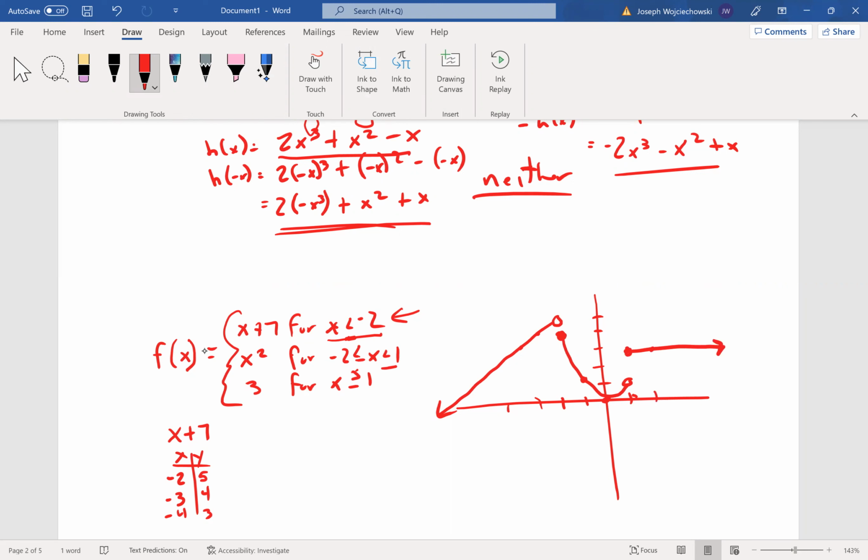Notice at x equals negative 2, here I have an open circle, here I have a closed circle. So there's only one y value for x equals negative 2. Same thing here at x equals 1. That's why we can call this a function.